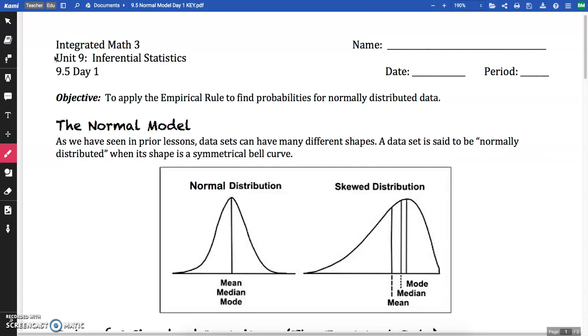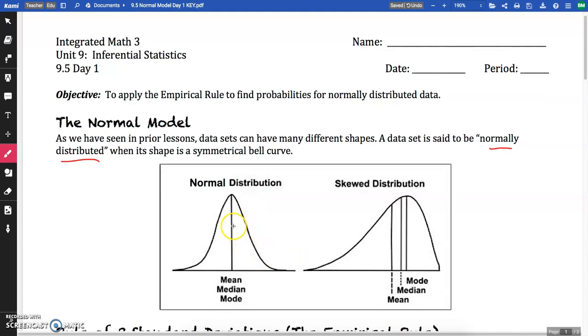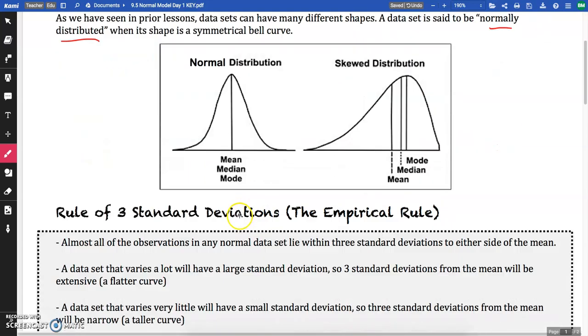So we've looked at different distribution shapes in previous lessons, but we're going to start to focus on the normal distribution. It says here a data set is said to be normally distributed when its shape is a symmetrical bell curve. We're referring typically to a histogram. If you trace the outline of a histogram and it makes this nice bell curve, then you can say it's a normally distributed set of data.